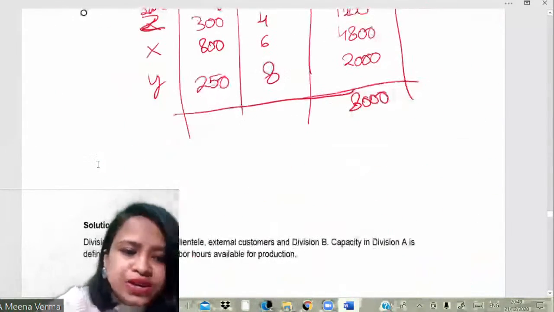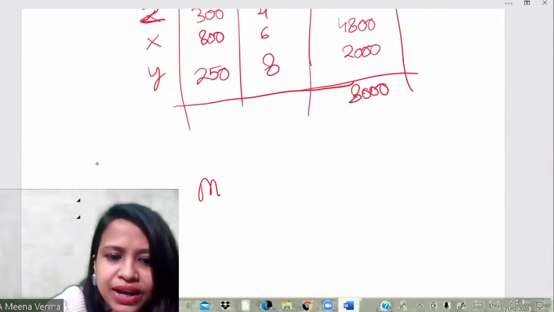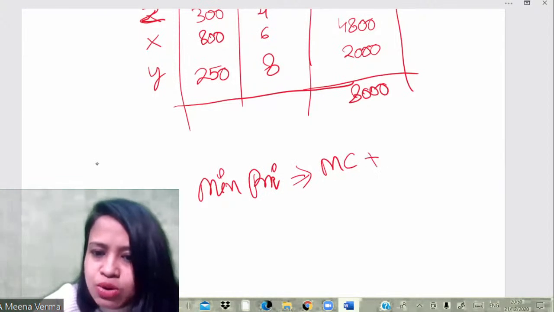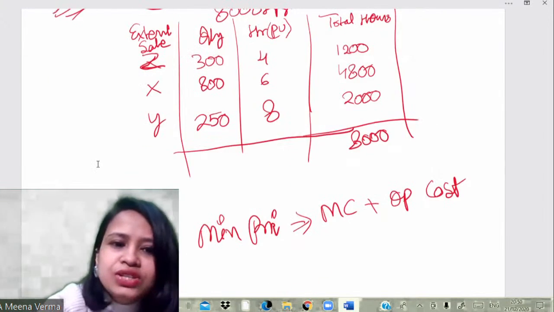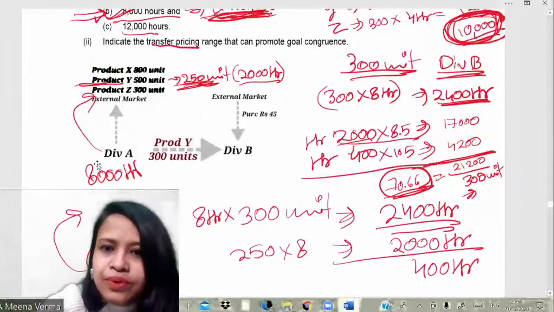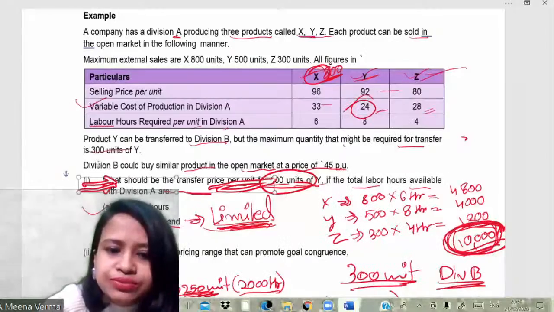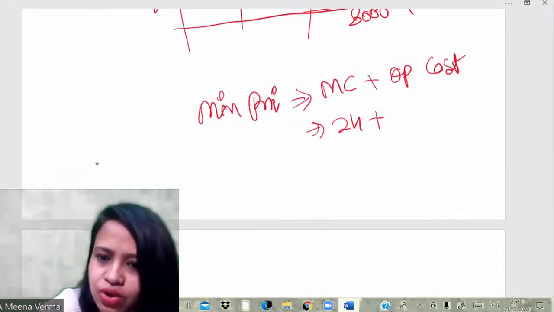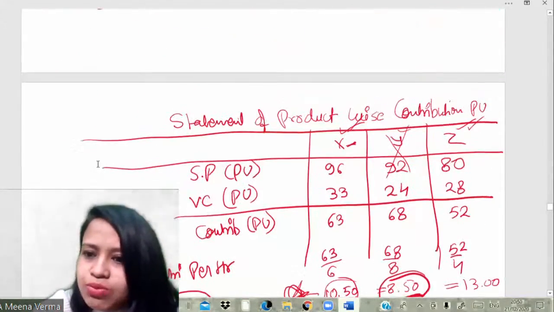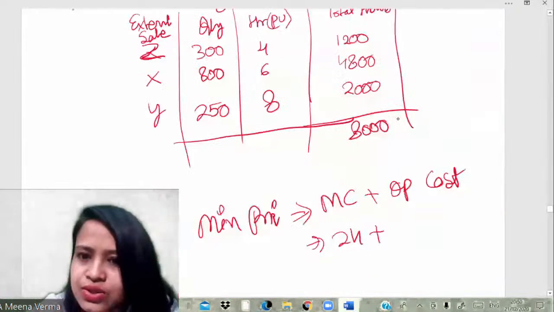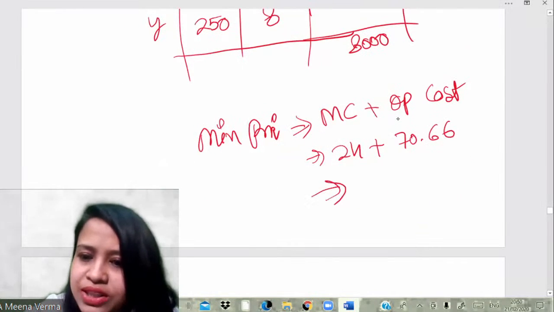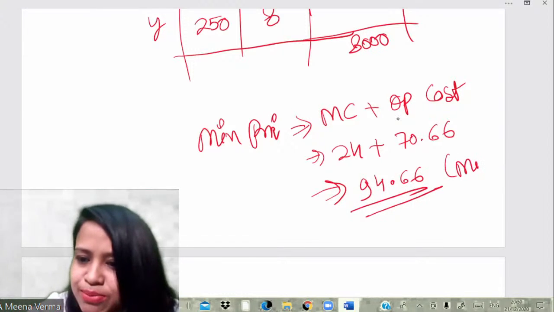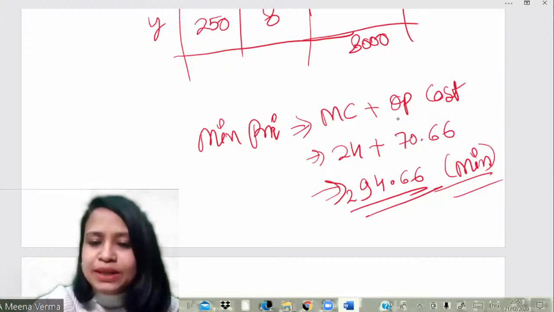So what will be the transfer price? Transfer price will be the minimum price, which is marginal cost plus opportunity cost. What is the marginal cost for this product Y? Marginal cost is rupees 24. And what will be the opportunity cost? You can see here we have calculated the opportunity cost as 70.66. So 70.66 plus 24 is 94.66. This will be the minimum transfer price.